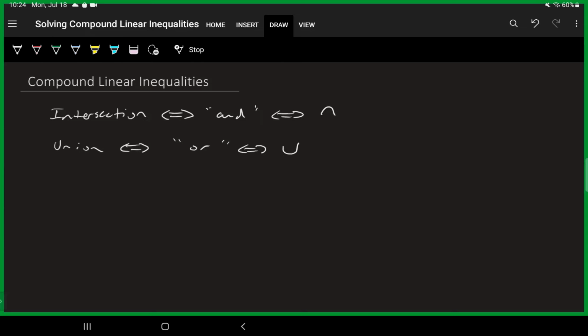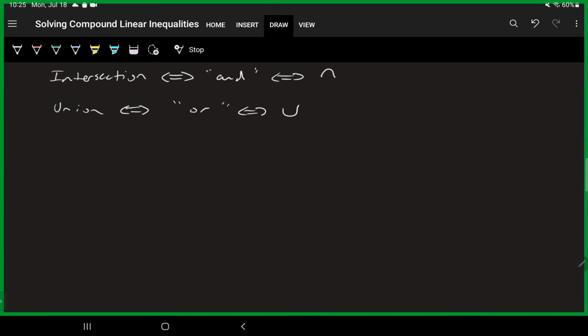So you've got to remember that intersection can be replaced with the word "and", and mathematically we use the intersection symbol, which is that upside down U shape. The union could be replaced with the word "or", and mathematically we use that U-shape union symbol. So let's take a look at union first. So, examples.